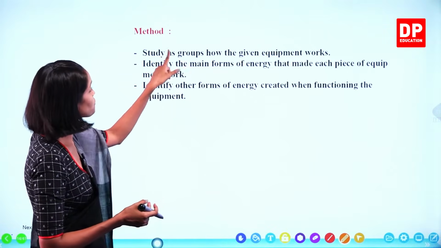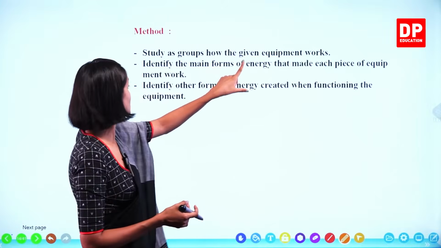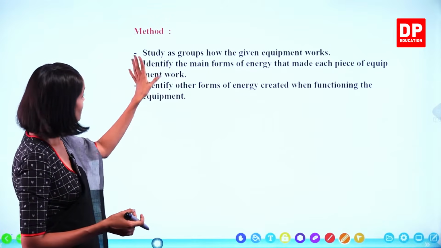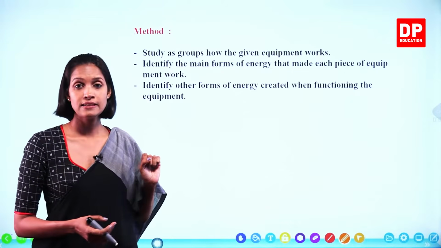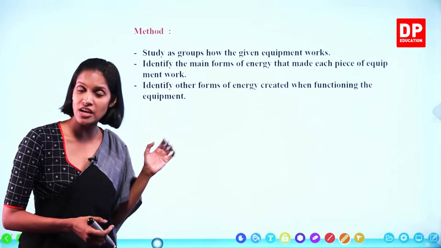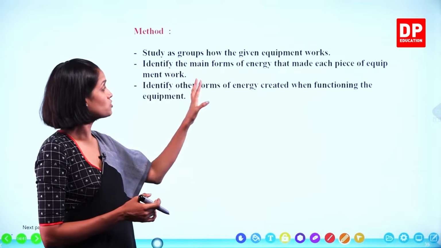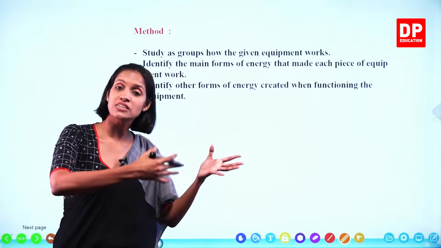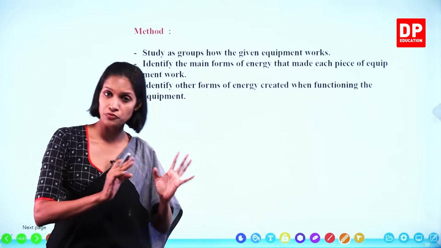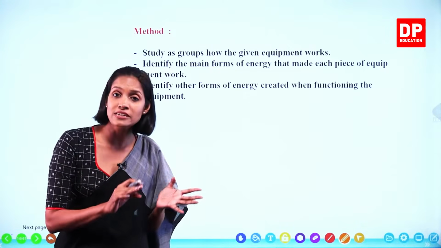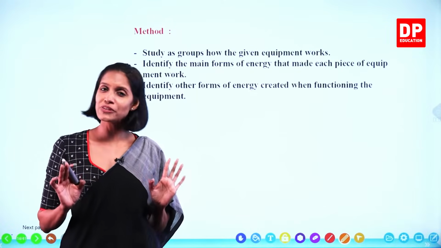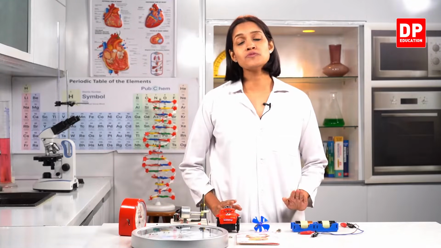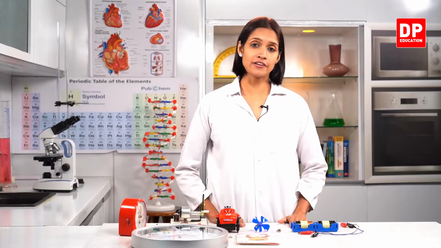So identify the main forms of energy that made each piece of equipment work, right? And identify other forms of energy created when the equipment is functioning, right? So when you consider these different types of equipment, you will realize they work by using one form of energy, and while working, they produce another form of energy. Right, children? We will do this activity now in the lab. Right, children. Now we are going to identify different forms of energy that we use in our day-to-day lives. Okay?